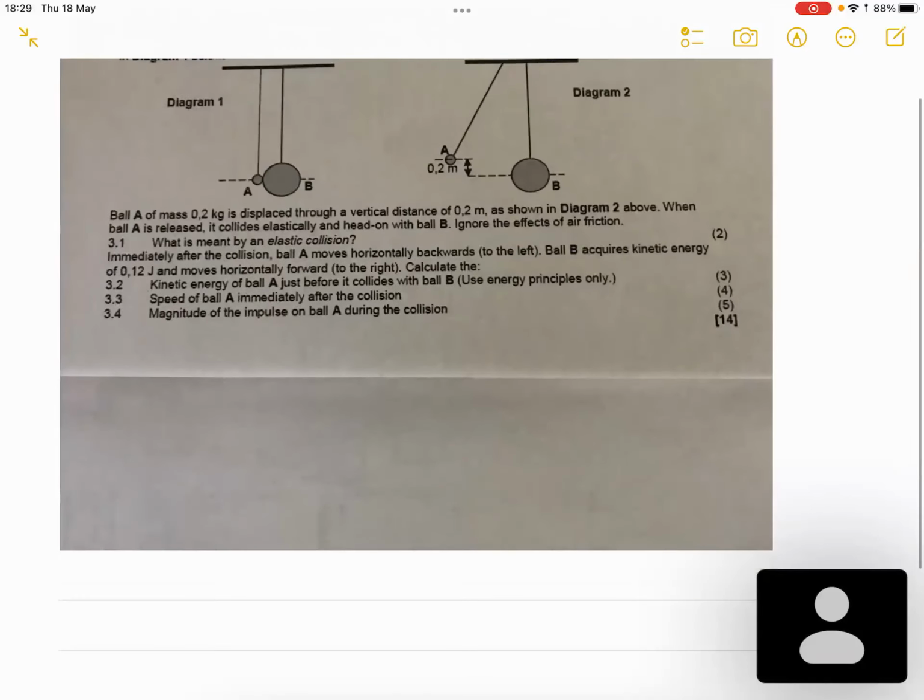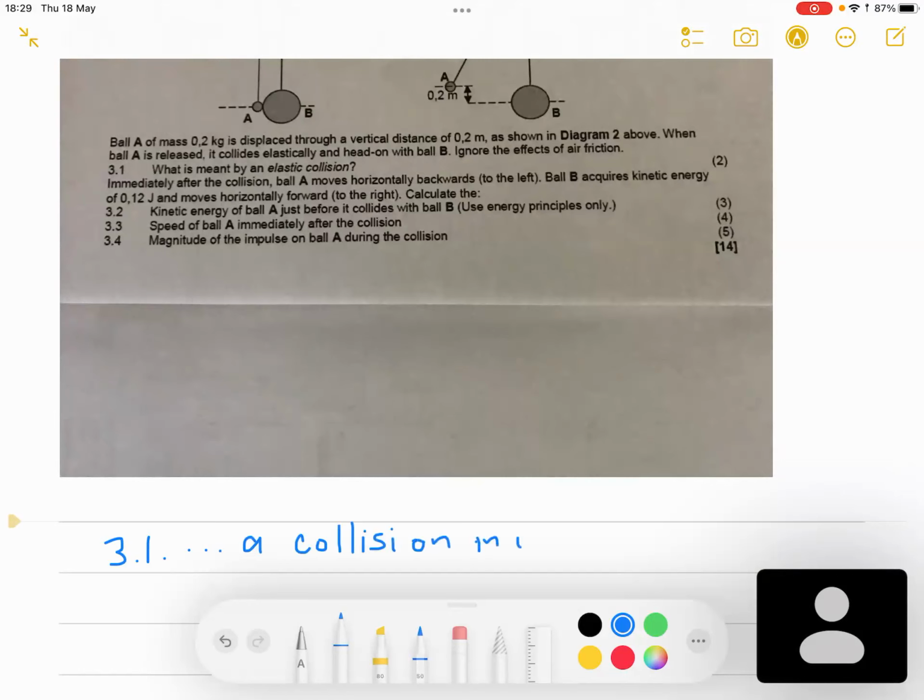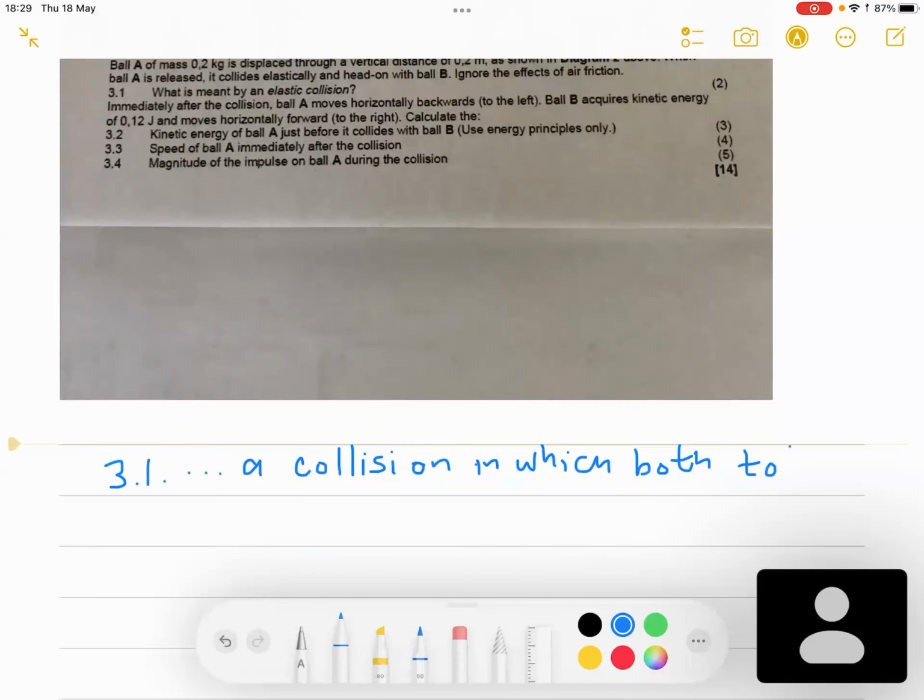what's an elastic collision? So an elastic collision is a collision in which both total momentum and total kinetic energy are conserved. Okay, a collision in which both total momentum and total kinetic energy.